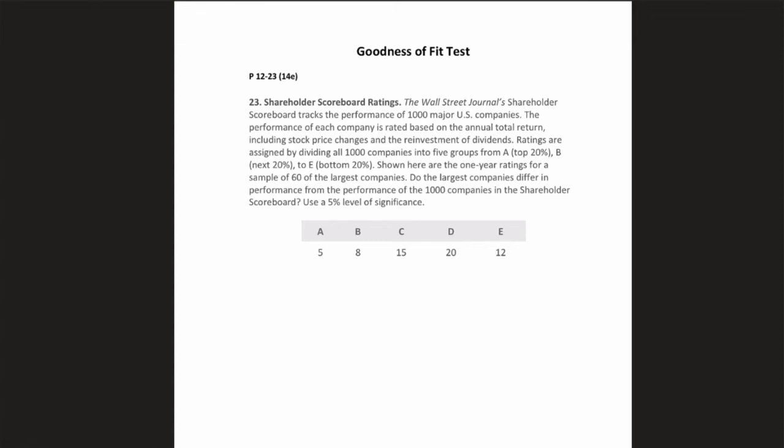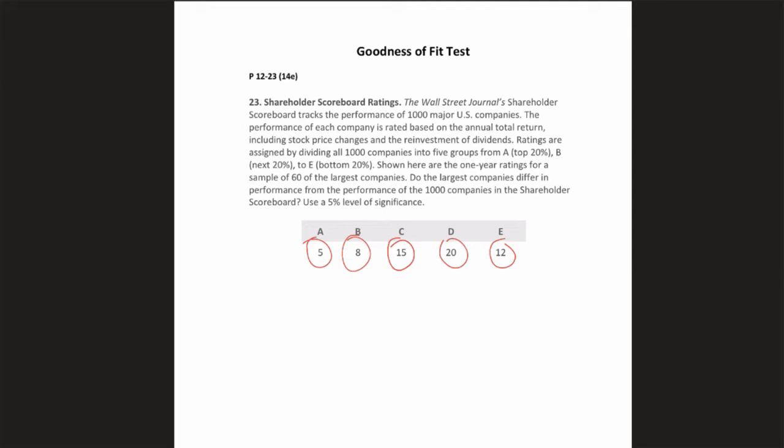Right? So basically, if you look at the ratios right here, ratings are assigned by dividing all 1,000 companies into 5 categories. Notice A 20%, B 20%, C 20%, D 20%, and E 20%. So all 5 categories are supposed to be 20% of the total number of companies observed. However, we do have a sample that gave us the following information. We have 5 out of 60 companies, 8, 15, 20, 12. As you can see, there seems to be a little difference between those because according to the distribution, it's supposed to be the same for all of them.